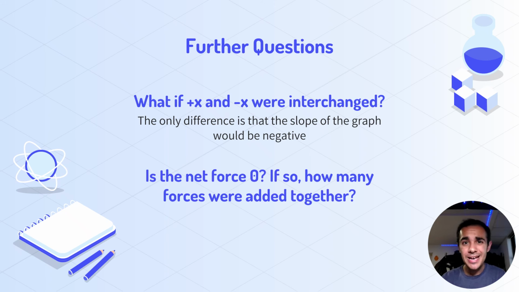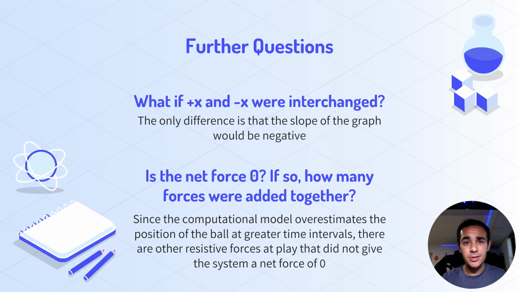Next, is the net force acting on our ping pong ball actually zero? And if so, how many forces were added together? Well, since the computational model overestimated the position of the ball at greater time intervals, there had to be some other resistive forces at play, such as friction from the ground or air resistance. And this therefore did not give the system a net force of zero. However, in the y direction, we do have a net force of zero, or else the ball would just skyrocket straight into space or plummet down into the core of Earth, which would be very interesting to see.